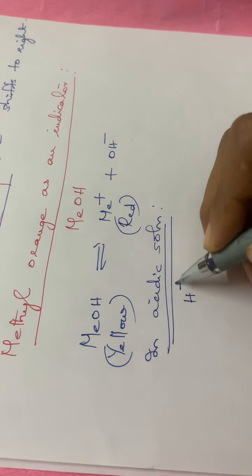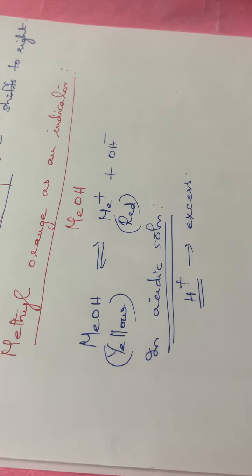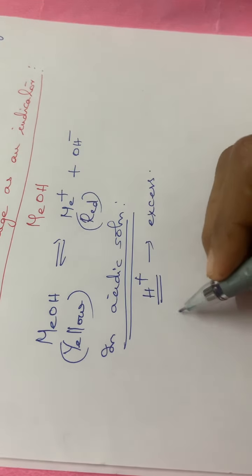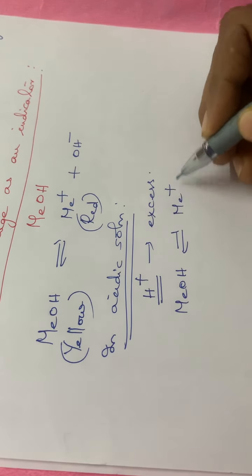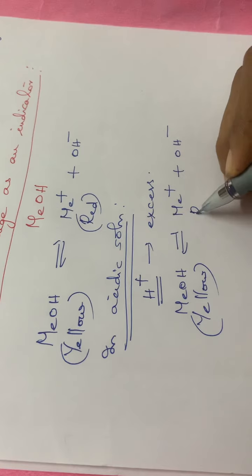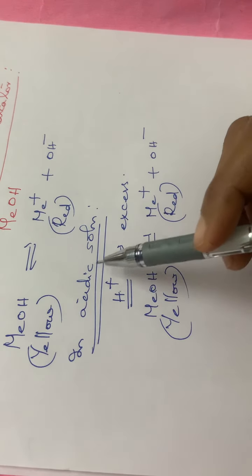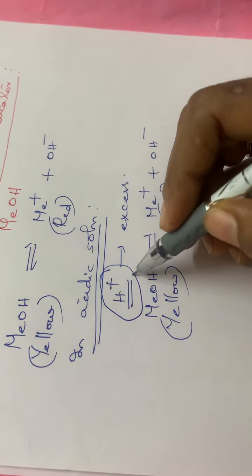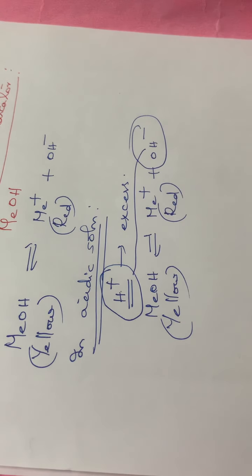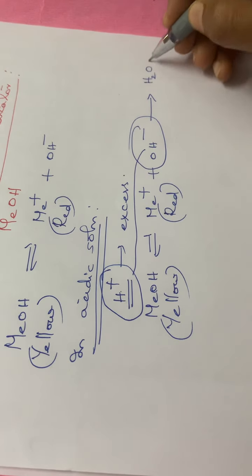The solution will be having H plus ions in excess, isn't it? Let us write the equation once more. MeOH ionizes to give Me plus and OH minus. MeOH will be yellow in color and Me plus will be red in color. In acidic solution, H plus ions will be there in excess, and this excess H plus will be combining with this OH minus and it will be removed as water.